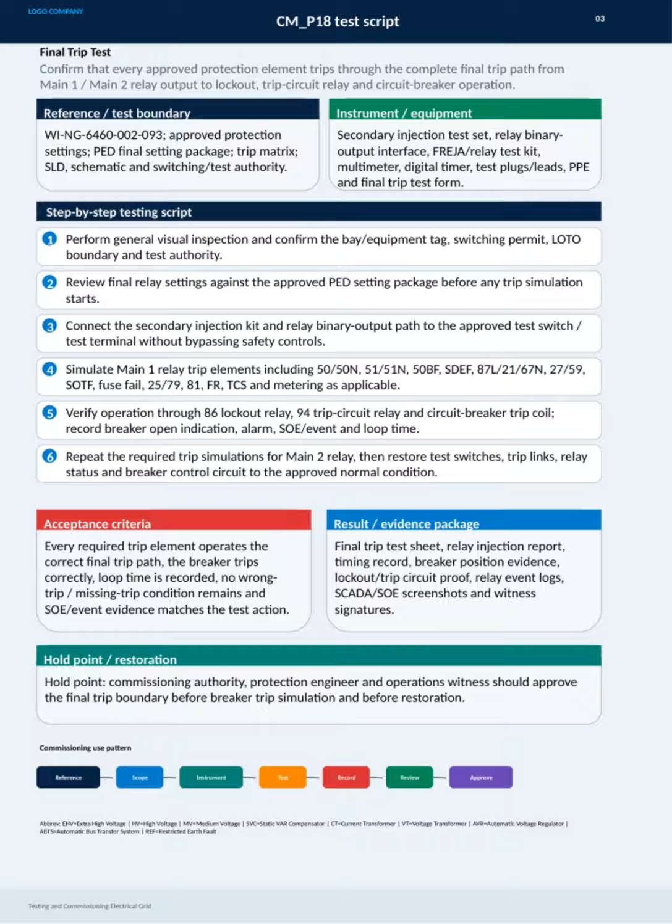Acceptance criteria are critical. Every trip element must operate correctly, the breaker trips reliably, loop times are recorded, and no false or missing trips occur. All evidence must match the test actions. Documentation and evidence include the test sheets, relay reports, timing records, breaker confirmations, event logs, SCADA screenshots, and witness signatures. A hold point requires approval from commissioning authorities, protection engineers, and operators before breaker trip simulations start and before restoration. This ensures a thorough, safe, and documented final trip test for electrical grid protection commissioning.